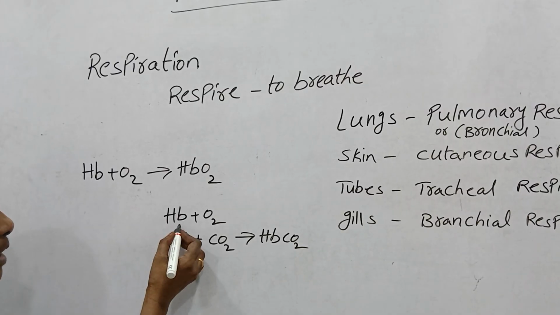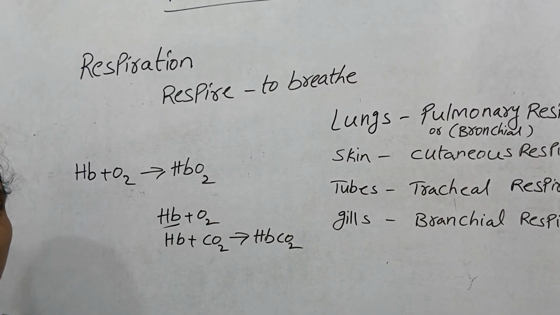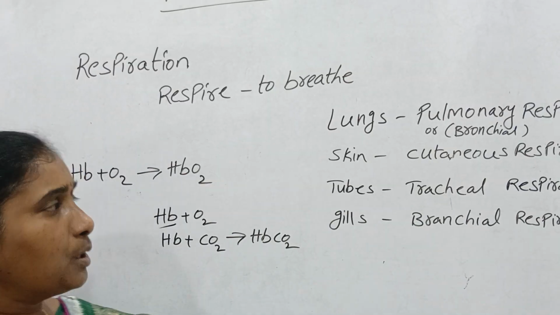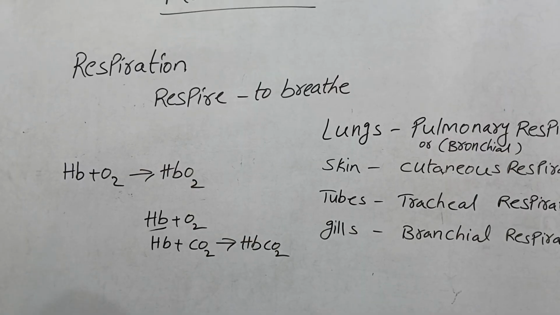This oxygen-combining agent in our blood is called hemoglobin. People who have a low percentage of hemoglobin cannot breathe properly. So hemoglobin percentage is important in our blood for proper respiration.